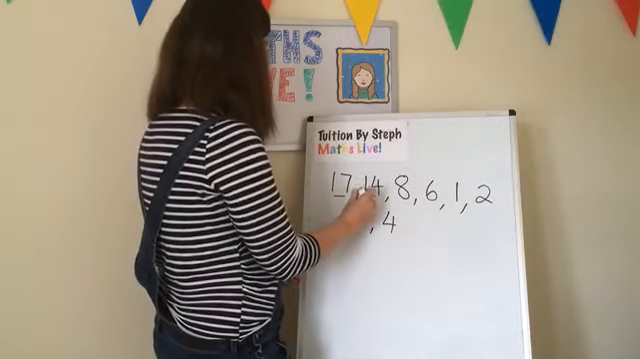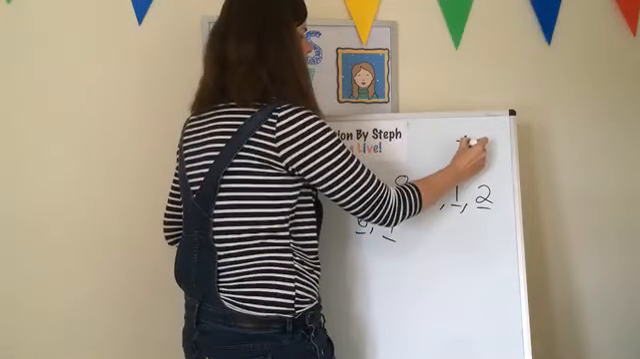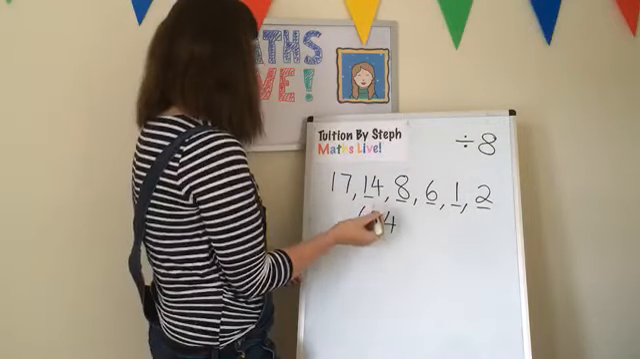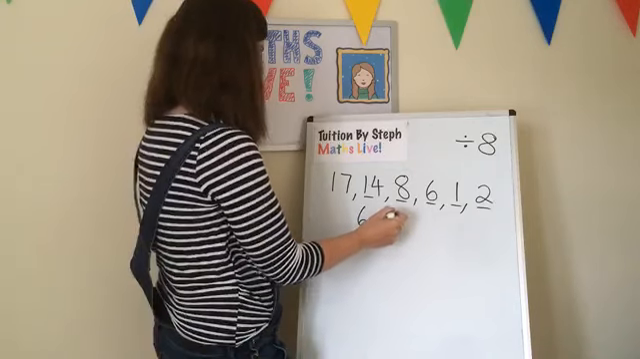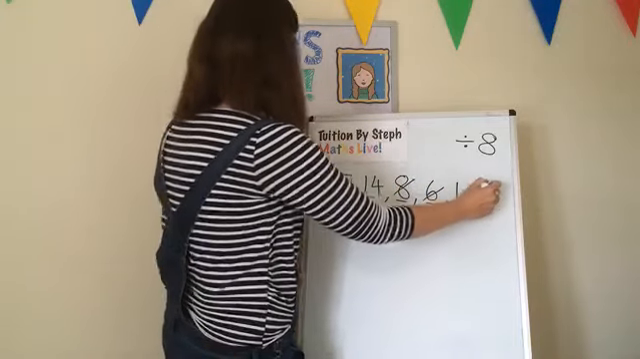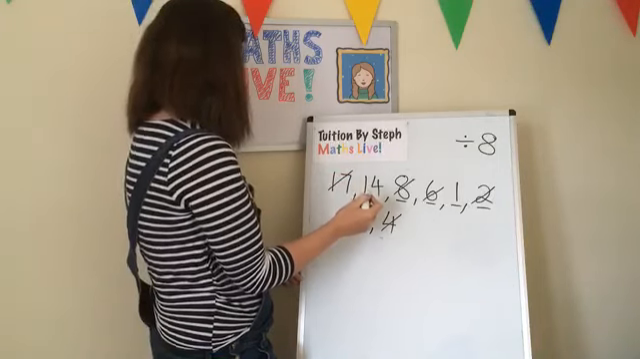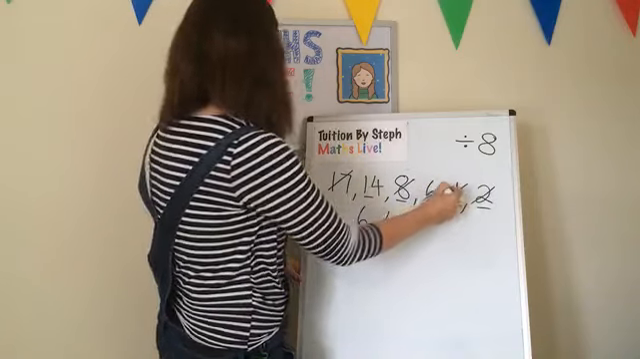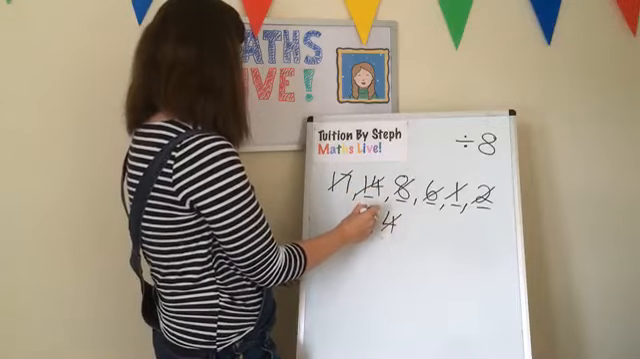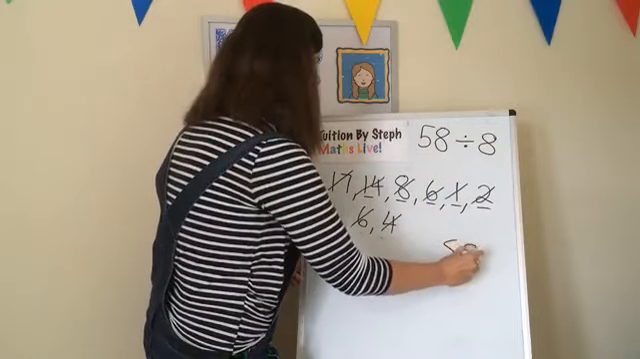So how many numbers are there? 1, 2, 3, 4, 5, 6, 7, 8 this time. 8 numbers. And then we divide by the number of numbers. So let's have a look. We've got, why did I make it hard? So 6 and 4 is 10, and then 18, 20, 37, 38, 39, 40, 41, 42, 52, 58. In my head, just about 58. So what is 58 divided by 8?